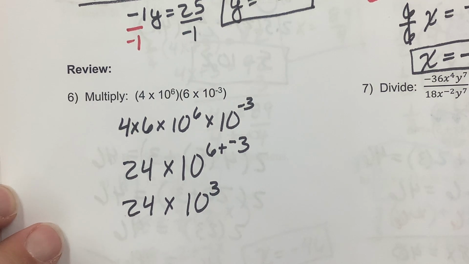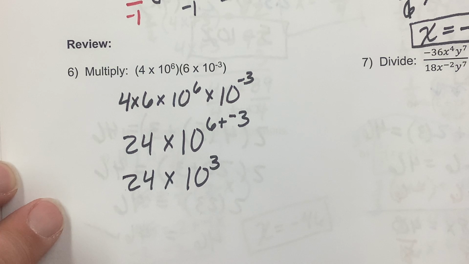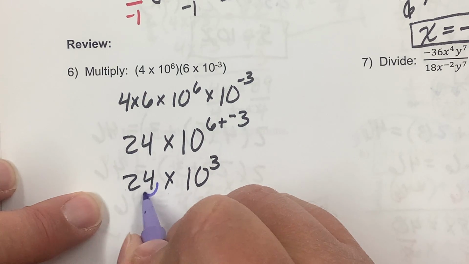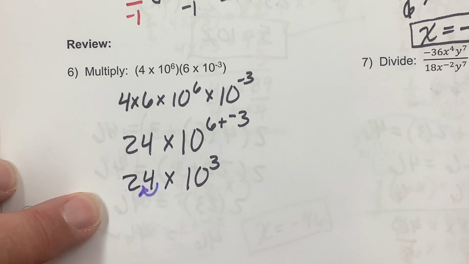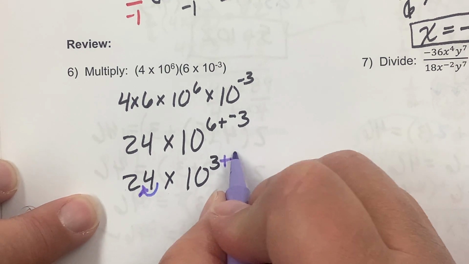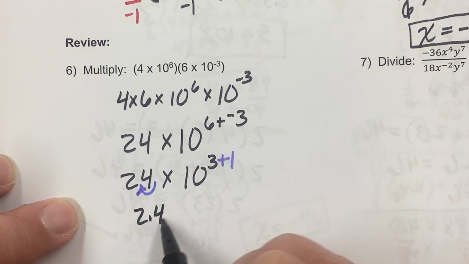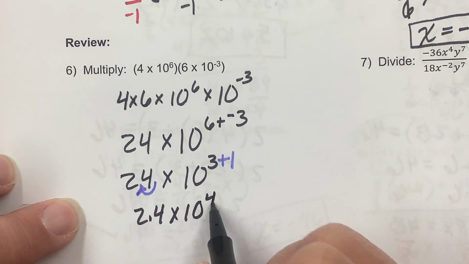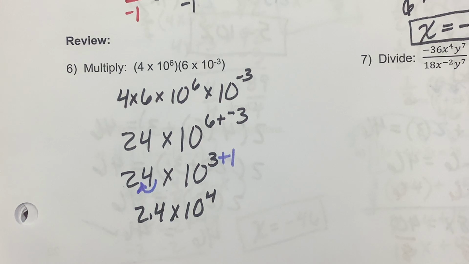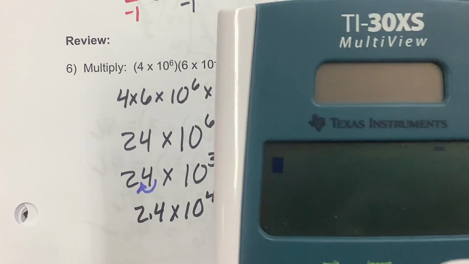Wait a second. I'm remembering more stuff now. That's scientific notation. And you can't have a number over 10. So, oh my goodness, I have to make this number smaller by moving the decimal over and making that number larger. And I get 2.4 times 10 to the 4th power. Or I look at that problem and say, why am I doing math? I have a calculator. So let's try it on the calculator.